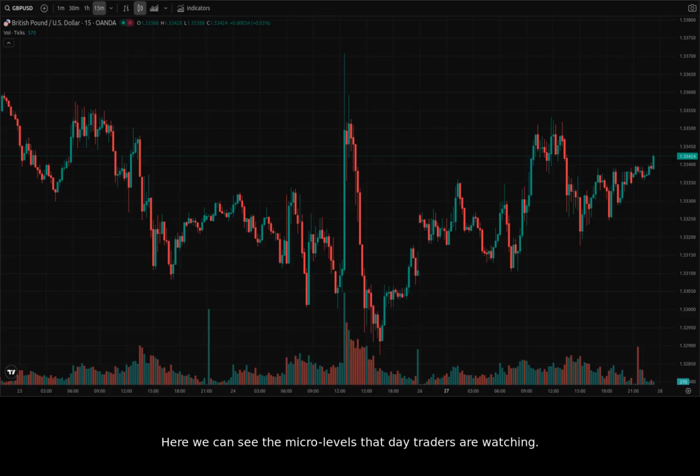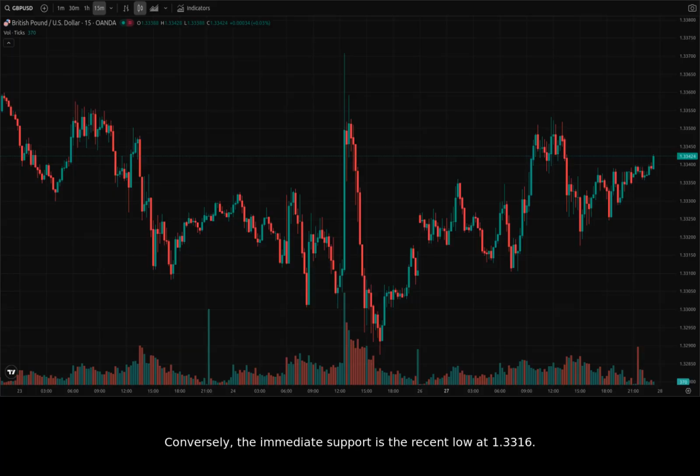Here we can see the micro levels that day traders are watching. The price is currently hovering around 1.332, right in the middle of this recent chop. The immediate resistance to watch is the overnight high around 1.3326. If buyers can push through that, it opens the door for a retest of the top of the hourly range near 1.3370.